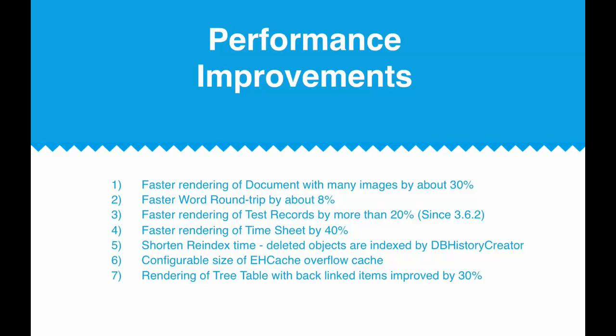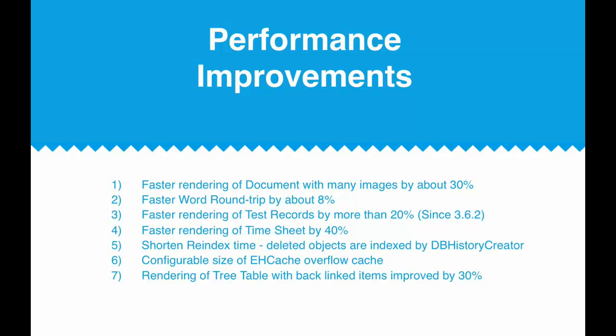We have customers with thousands of projects supported by one single Polarion server with multiple repositories, or customers with thousands of users really supported, again, by one Polarion server. Here are some numbers. Faster rendering of documents with many images, about 30%. Faster rendering of test records, again 20%. Rendering of tree tables with backlinks, 30% faster. These are nice numbers.